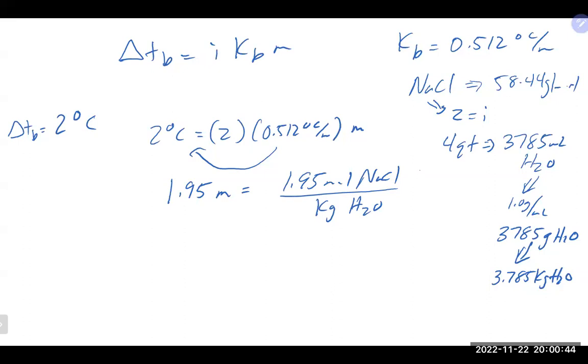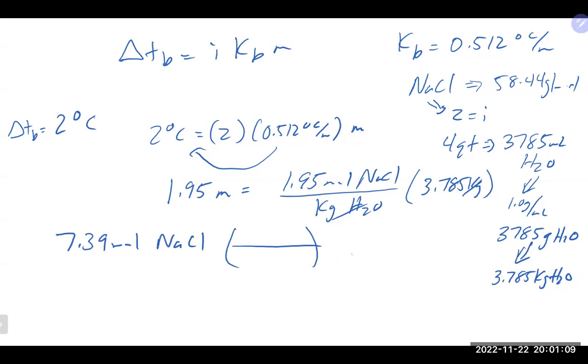So if I take this and multiply it by 3.785 kilograms of water in my pot that's boiling as I'm making my dinner tonight, we end up with about 7.39 moles of sodium chloride, which if we multiply by the molar mass of sodium chloride, which is 58.44 grams per mole, that's approximately 432 grams of sodium chloride I would need to add to my pasta to get the temperature to go up about 2 degrees Celsius.